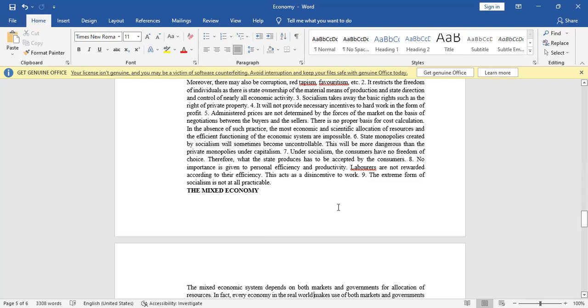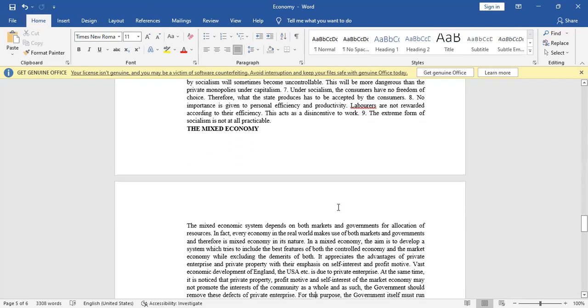Now, we are going to discuss the mixed economy. What is the meaning of mixed economy? You see here, mixed economy depends on both markets and government. Now you see, capitalism depends on market. Socialism depends on government. Mixed economy depends on both market and government. Markets mean two forces, that is demand and supply forces. Now you see here, all the factors are controlled not only by the private individual, but also by the government, isn't it?